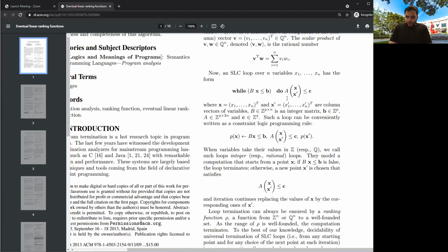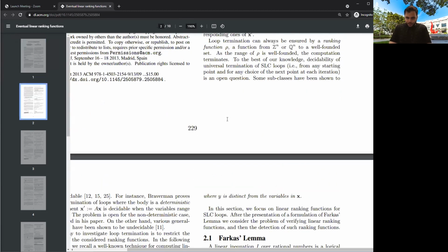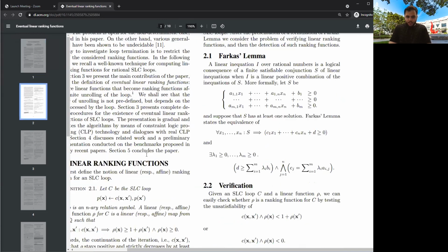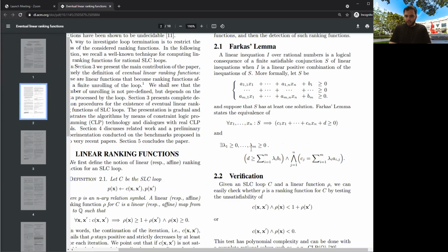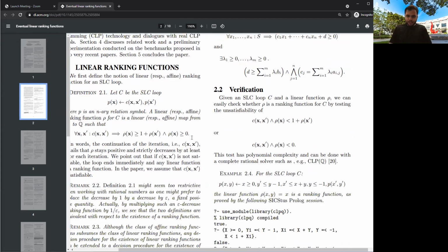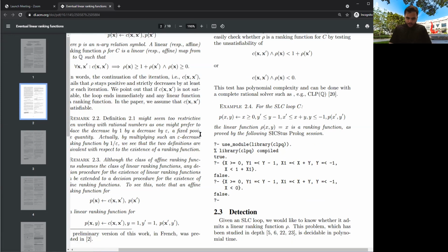So what's the point here? The point is that originally you would just find a linear ranking function using Farkas lemma. But if you have a linear ranking function, that means that you should have a function whose value always decreases, right? But there are many cases where you cannot find such functions.